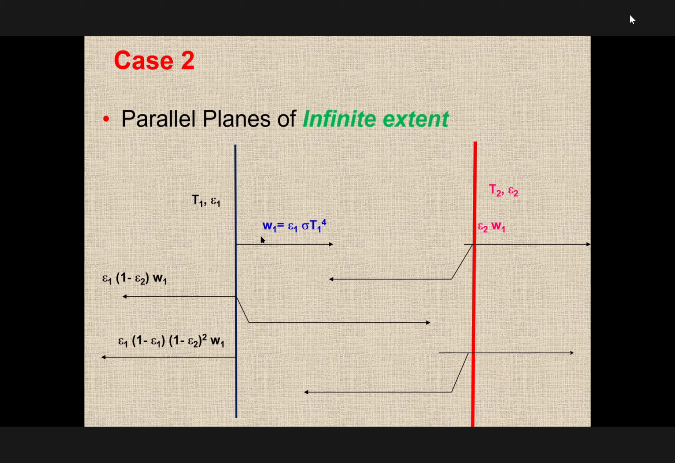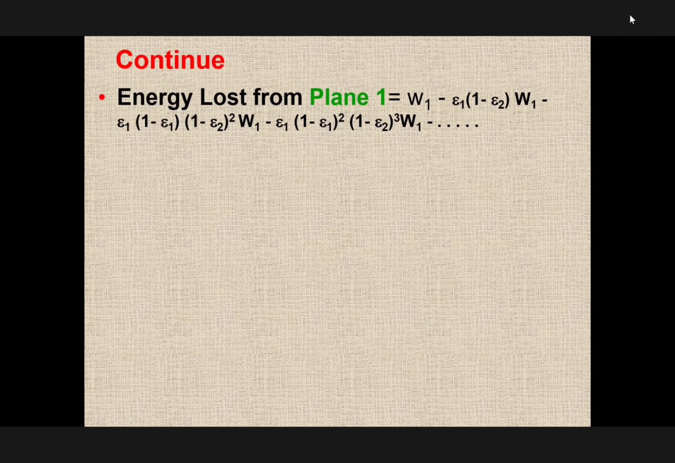Therefore, look at here: what is emitted, a portion will be absorbed, and the other portion will be emitted back. It hits here, a portion is absorbed, and a portion comes back, okay? Therefore, we write the net energy loss from plane 1. This is the first one, this is the second part, and this will continue on, okay? Because we mentioned this is a parallel plate and it's a long plate, okay?